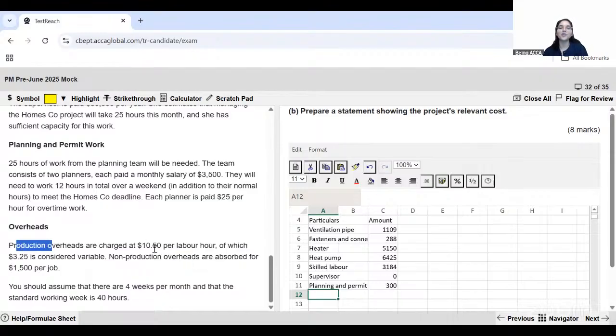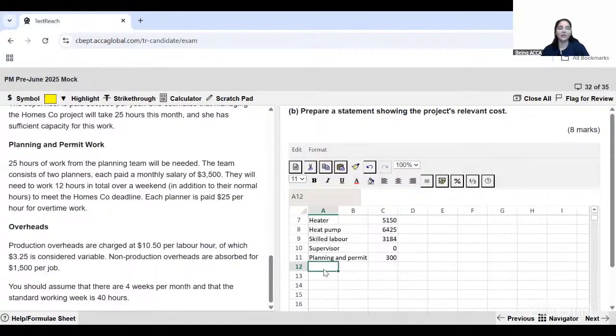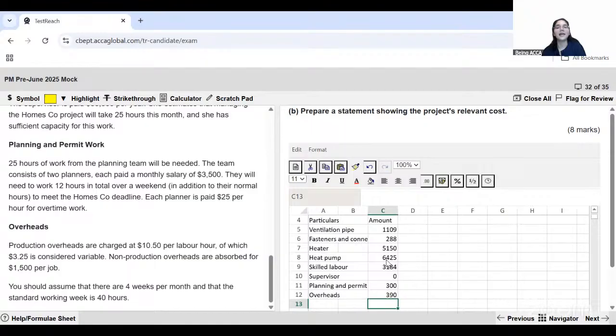Similarly, the production overheads, which are a total of 10.5 per labor hour, only 3.25 is variable. So this is the only part which we have to consider to be relevant. So with respect to the overheads, this is 3.25 per hour, and this is a 120-hour project for the labor. So this amount is what is going to be considered relevant as far as the overheads are concerned.